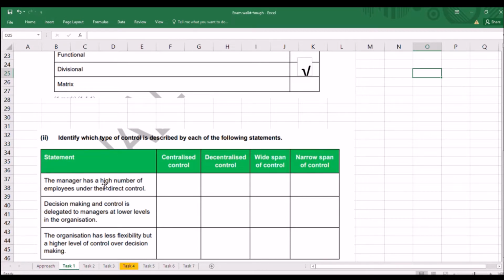So a manager has a high number of employees under their direct control, wide span of control. So they have a lot of employees. Decision-making and control is delegated to managers at lower levels of the organisation. Flat structure. Decentralized control. The organisation has less flexibility but higher control over decision-making. So less flexibility, tall structure, and more control from the centre.